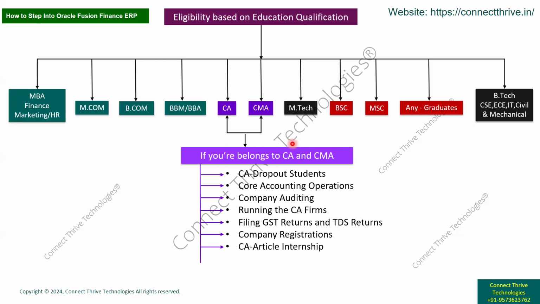Now, next we have filing the GSTR returns and TDS returns, company registrations, and CA article internship. If some people are doing these kinds of activities, they are also eligible to opt in to this course and start their career as a functional consultant. And next, CA article internship.